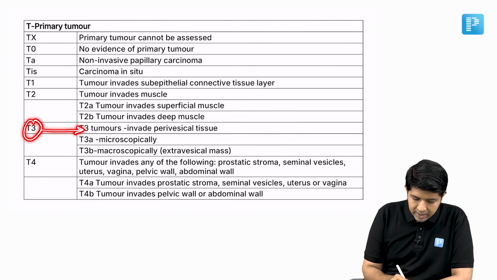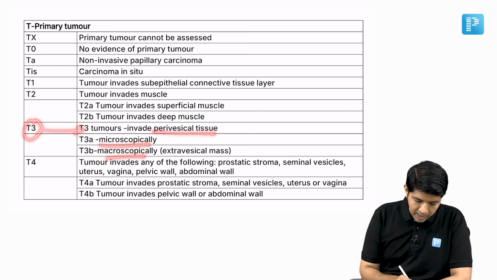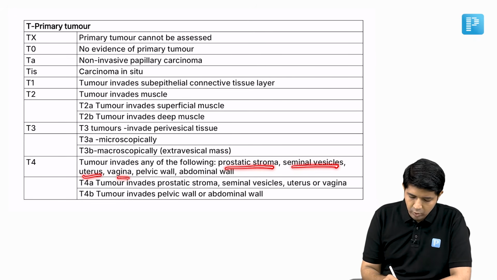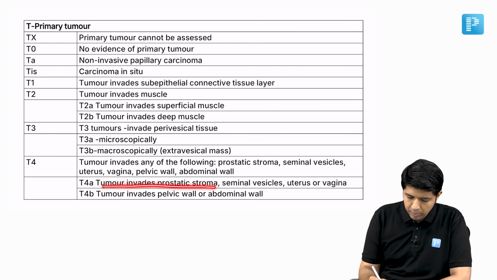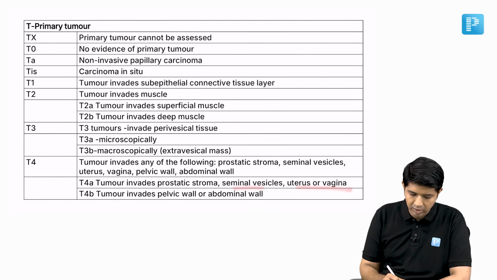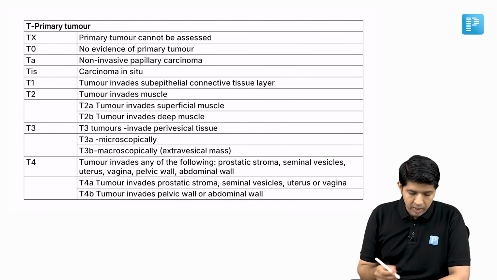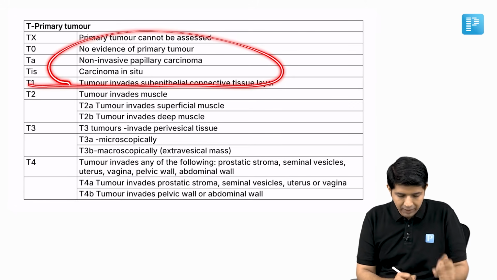T3 is if it invades into the perivesical tissue where it is microscopic if it is A and macroscopic if it is B. And T4 is where it starts going into either of the following structures such as prostatic stroma, seminal vesicles, uterus, vagina, pelvic wall and the abdominal wall. T4A involves the prostatic stroma, seminal vesicles, uterus and the vagina, and the T4B, the tumor involves the pelvic wall or the abdominal wall. Now quickly, anything about this on bimanual palpation, you will not find anything.